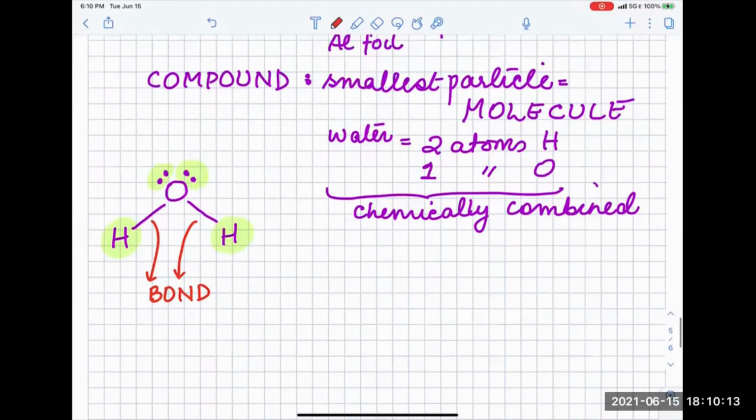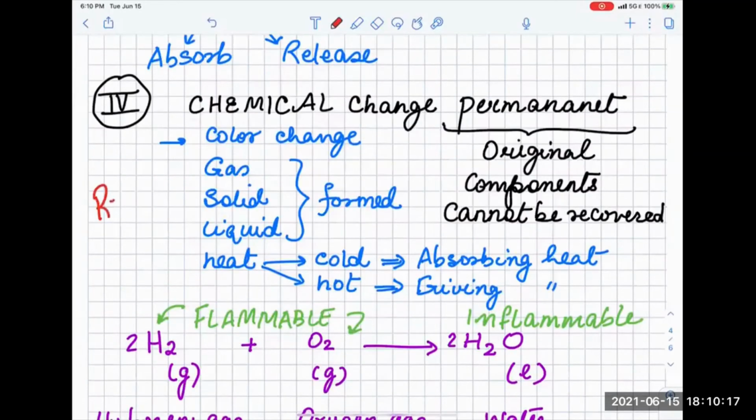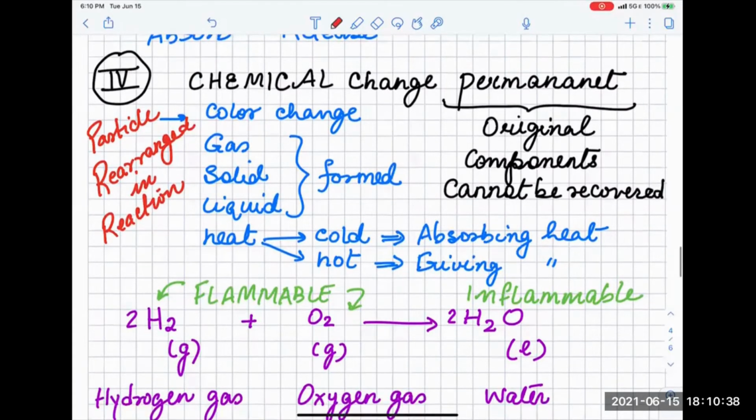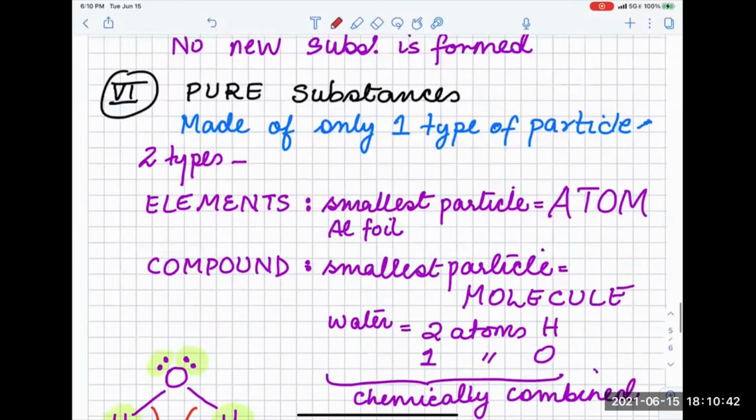So whenever a chemical reaction happens, remember that, some kind of rearrangement happens. Particles are rearranged in a chemical reaction, in a chemical change. Okay, I'll save all this as PDF so you will have it. So this is the deal with the pure substances.